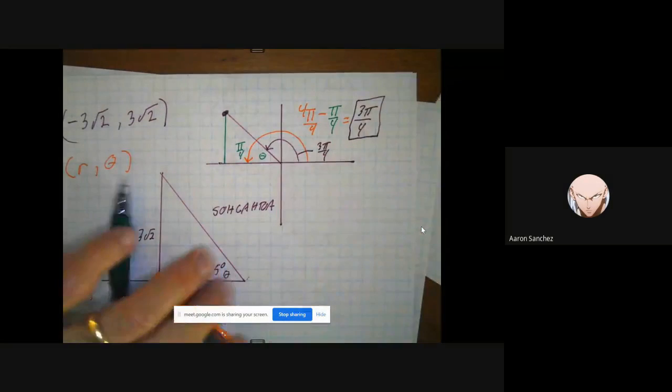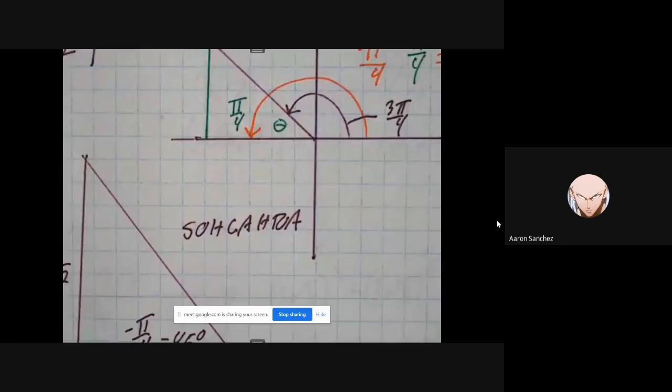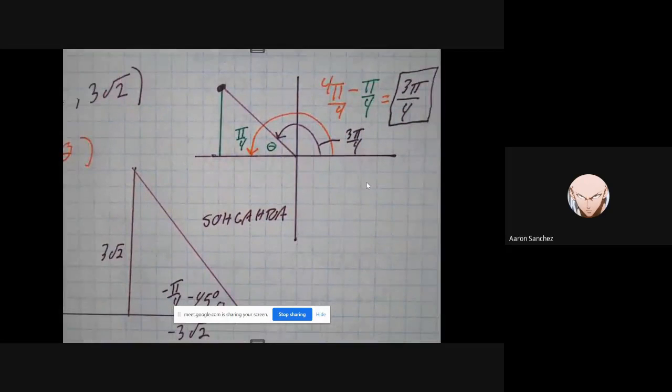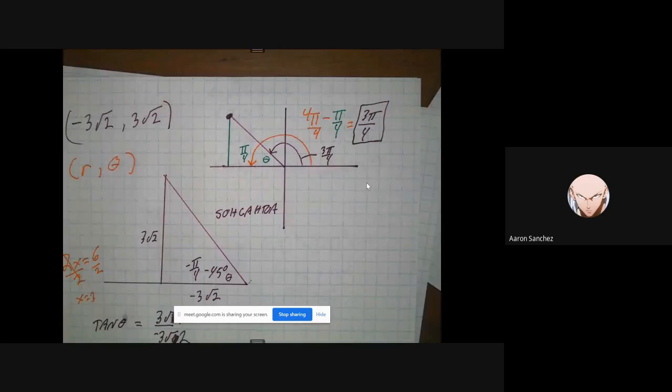Now, with all that, you can also use your unit circle to figure out the... Wait, are there any questions? Because I feel like I gave you a lot of information at once. Are there any questions?